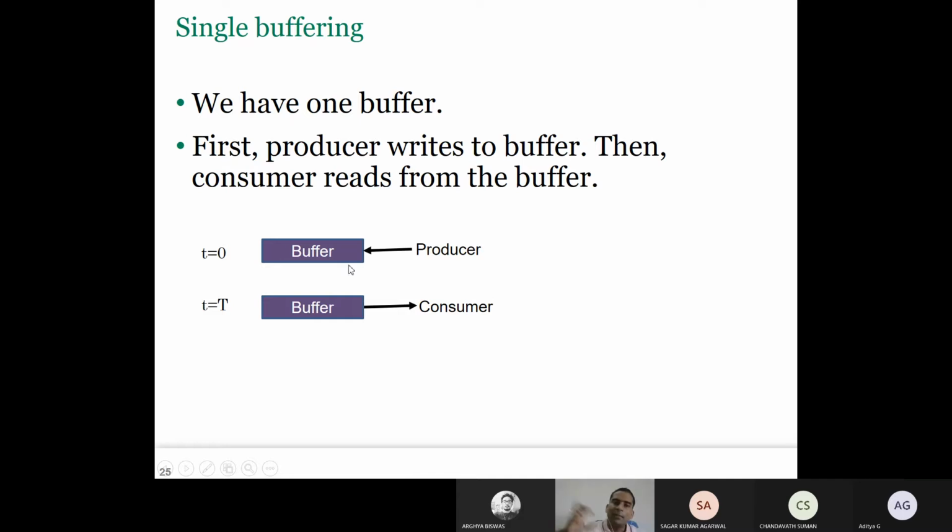That means there will be one producer which writes to the buffer at time t equals 0. Then after some time, there is a consumer, that means whoever needs the data, that reads the data from the buffer. So now you can see, because a buffer can only have either a read or a write at a point of time, the producer and consumer cannot work in parallel. If you use single buffering, then producer and consumer cannot work in parallel.